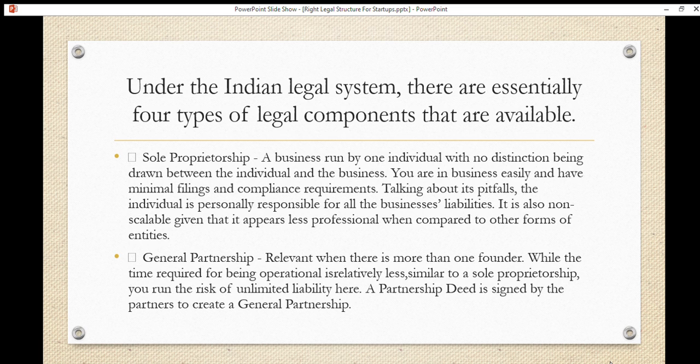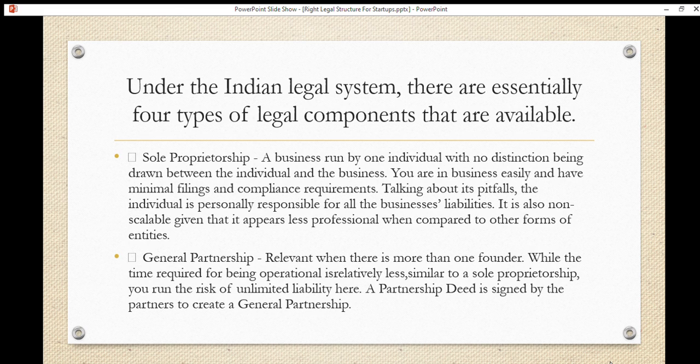You can start the business easily and have minimal filings and compliance requirements, so there are fewer legal formalities. Talking about its pitfalls, the individual is personally responsible for the business liabilities. You are personally responsible for all the liabilities of your business. It is also non-scalable and appears less professional when compared to other forms of entities. This is one type, known as sole proprietorship.